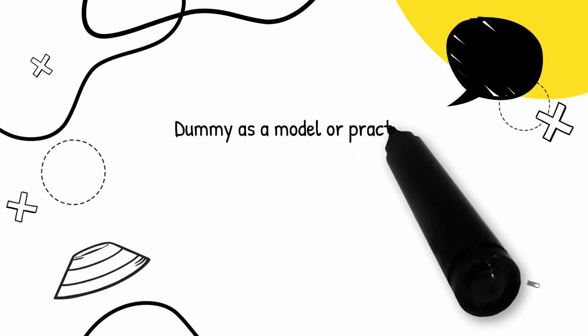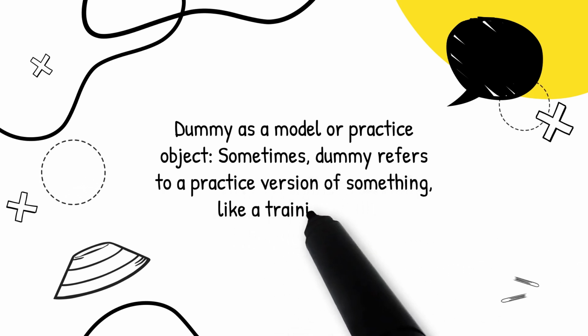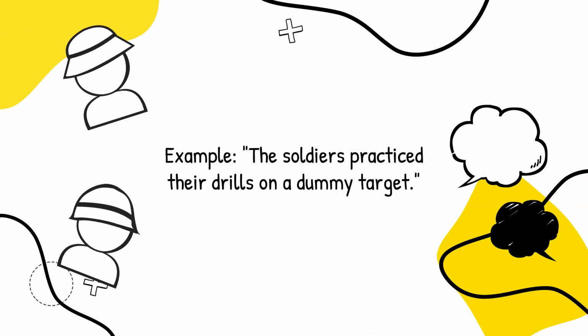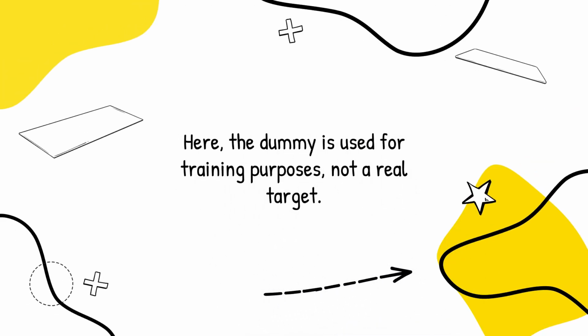Dummy as a model or practice object. Sometimes, dummy refers to a practice version of something, like a training tool. Example, the soldiers practiced their drills on a dummy target. Here, the dummy is used for training purposes, not a real target.